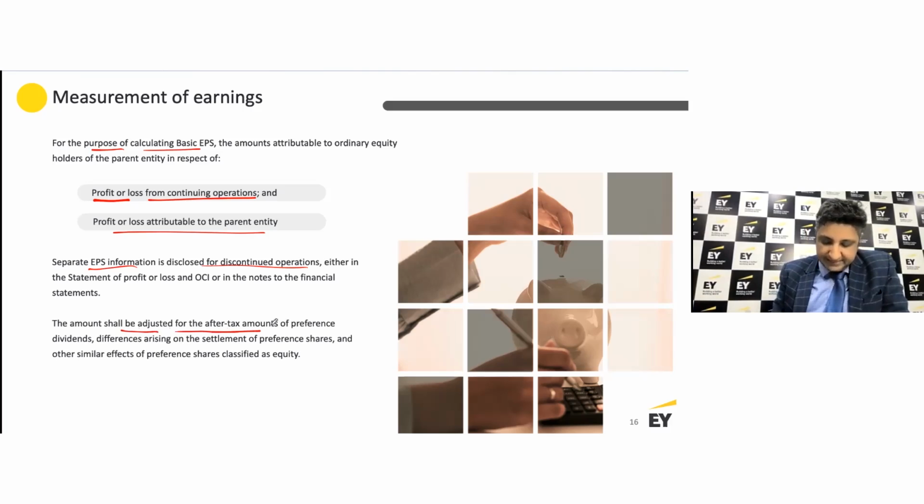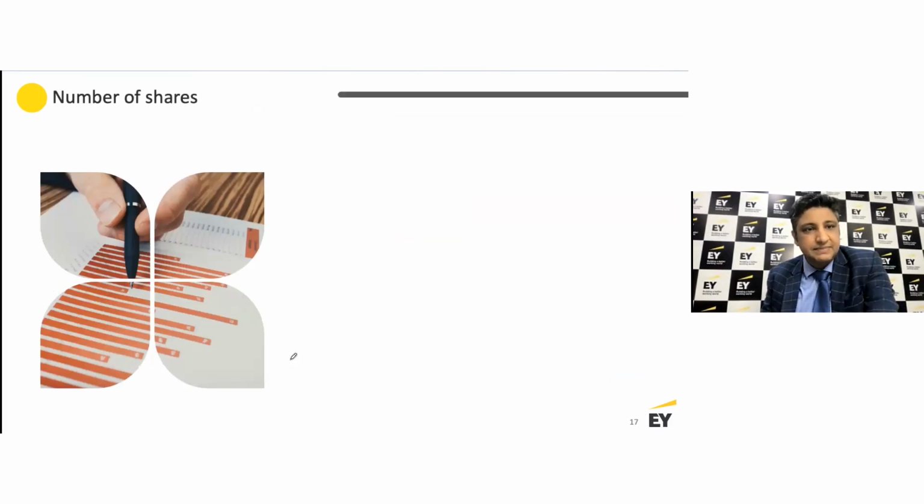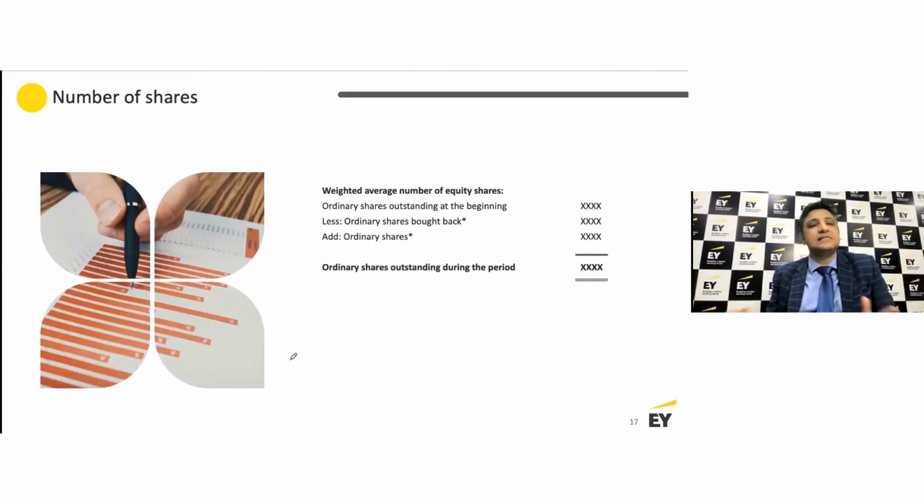The amount shall be adjusted for the after-tax amount of preference dividend, which has to be paid with respect to the preference shares in case there is a settlement arising for that matter. Okay, so that is something that you want to consider. We have discussed at length that we do not take the number of shares outstanding. We only take the weighted average number of shares outstanding.